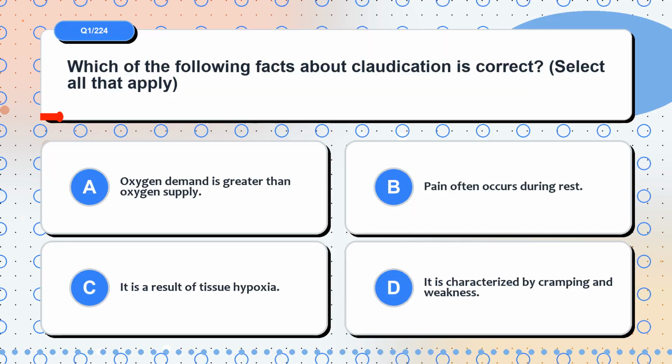Question 1. Which of the following facts about claudication is correct? Select all that apply. Here are the options. Option A. Oxygen demand is greater than oxygen supply. Option B. Pain often occurs during rest. Option C. It is a result of tissue hypoxia. Option D. It is characterized by cramping and weakness.